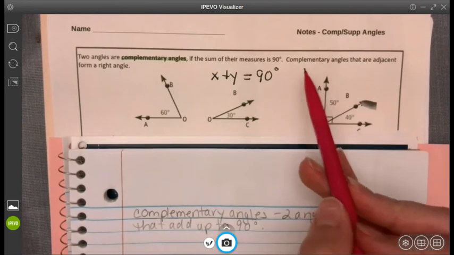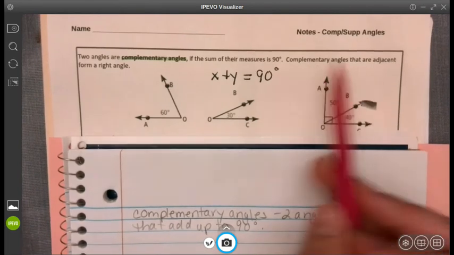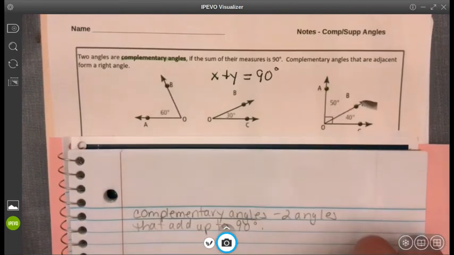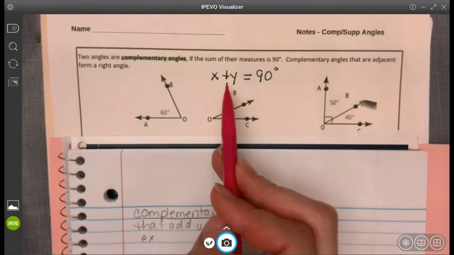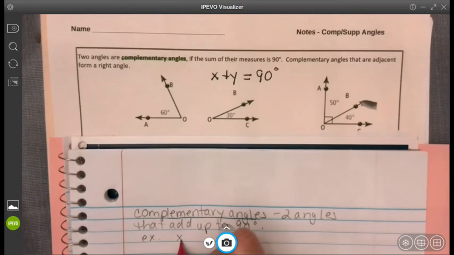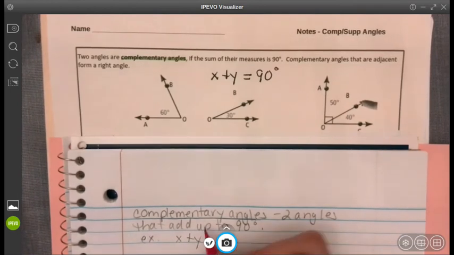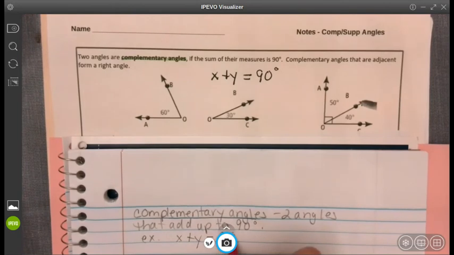They're specifying too that complementary angles that are adjacent form a right angle. Adjacent angles, there's that other vocabulary word, are angles that are next to each other. They're giving us a couple examples. I also wrote on my paper here that what it means to have complementary angles is two angles, they could be the same or they could be different, that add to 90 degrees.